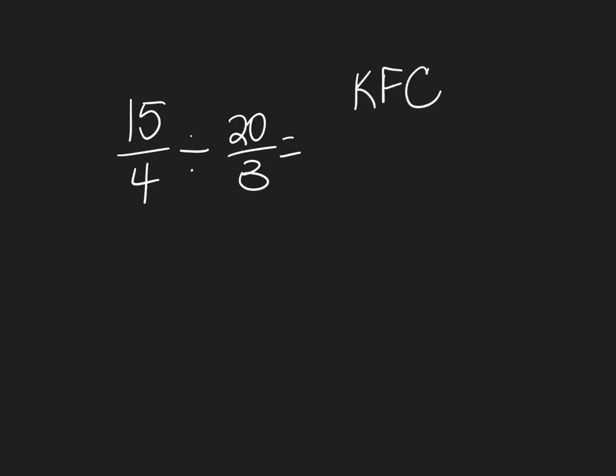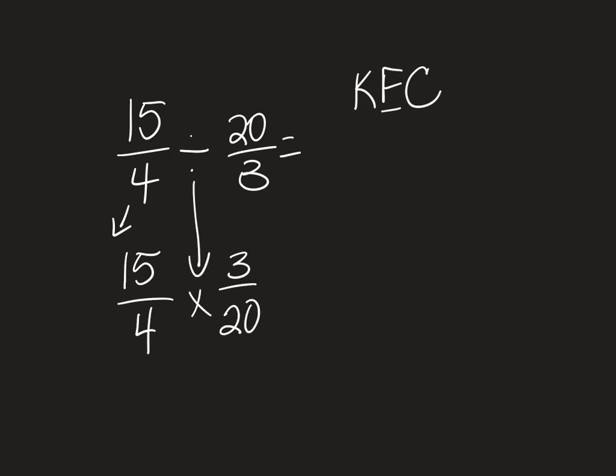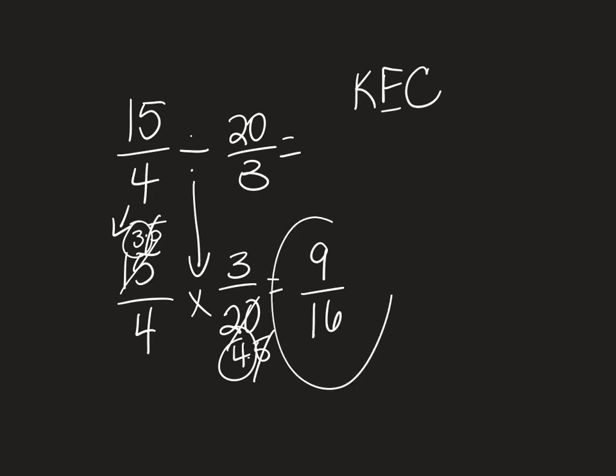Now, let's talk about division. So let's say we have 15 over 4 divided by 20 over 3. You guys remember my KFC method? KFC. So I'm going to keep my first fraction. I'm going to flip my second fraction, and I'm going to change my sign to multiplication. Okay? So, can I cancel out? Yes, I do have something here, because I can say 3 times 5 and 4 times 5. Cancel out my 5s. I have a 3 and a 4. 3 times 3 is 9, and 4 times 4 is 16. And there's my answer. Okay?